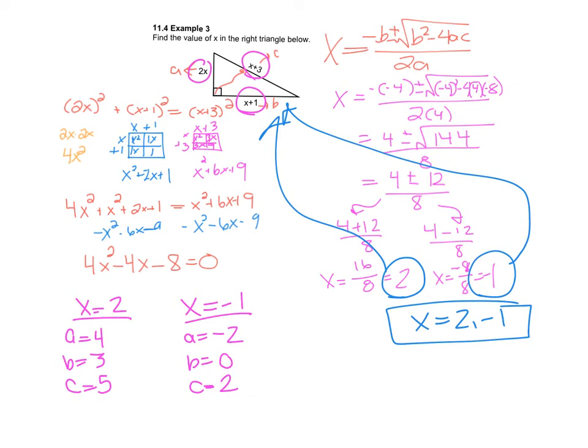For side lengths, that really doesn't make sense. So the one value for x that we would use in this case for the side lengths of a triangle would be x equals 2 because it produces all positive side lengths.